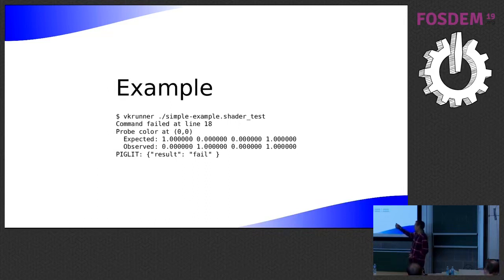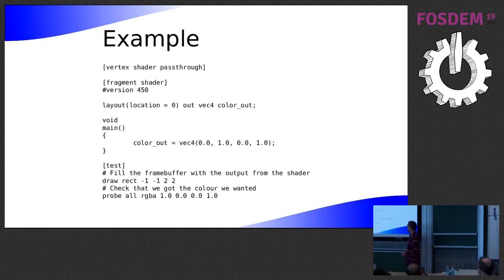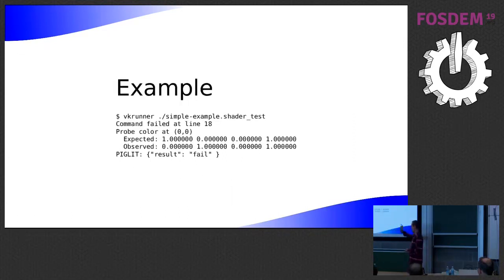And then to run it, it's just a standalone program. You just run it with the name of the script on the command line, and it tells you whether it worked or not. In this case, it didn't work because the shader wrote a green color out, and then it's probing for a red color. So it's telling you it got the wrong color.